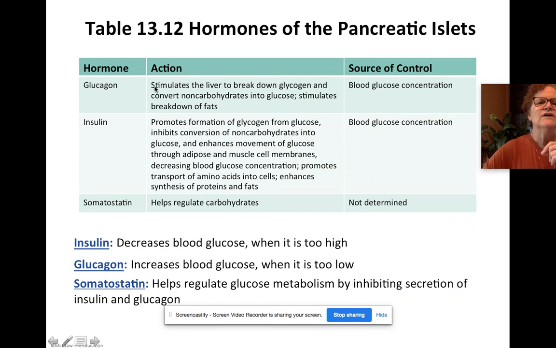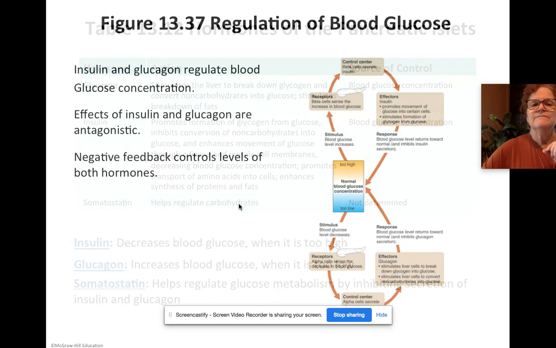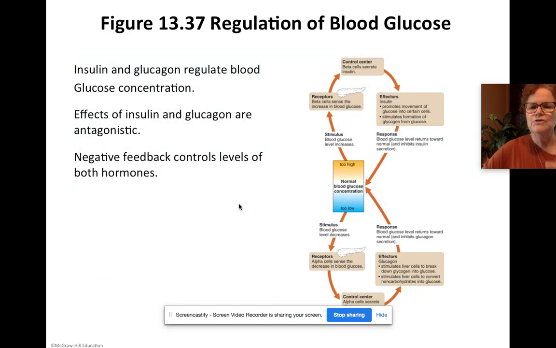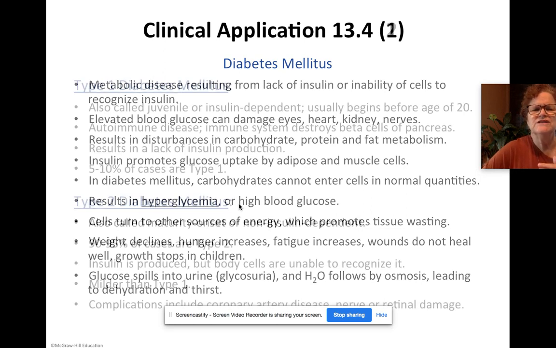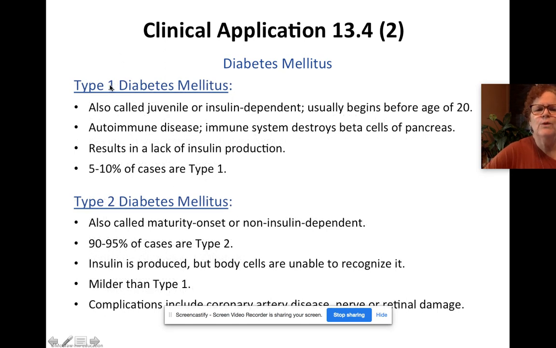So we can see here, what is the action of glucagon, what's the action of insulin, and then what's the action of somatostatin. Make sure that you know that. Then here is the negative feedback loop by which this happens, so you can parse through that. Take a better look at that. Please read the clinical application on diabetes mellitus. It'll help give you an understanding of this. Also, the difference in type 1 diabetes and type 2 diabetes, and figure that out.